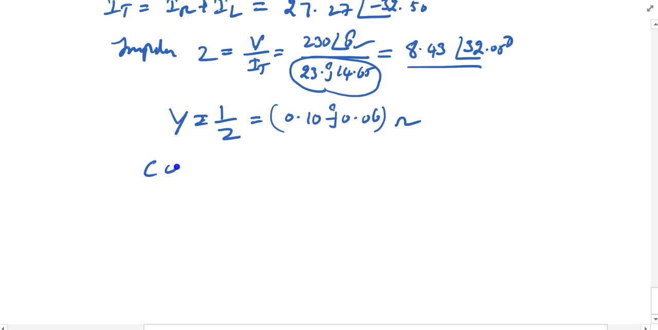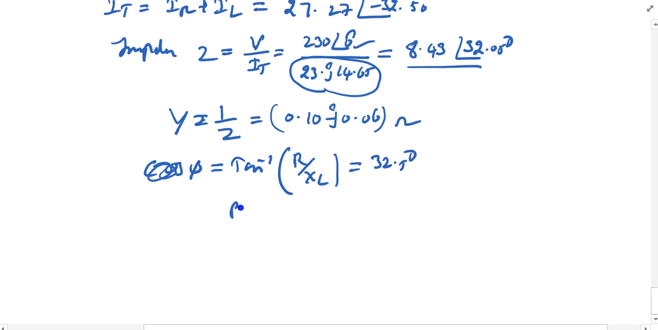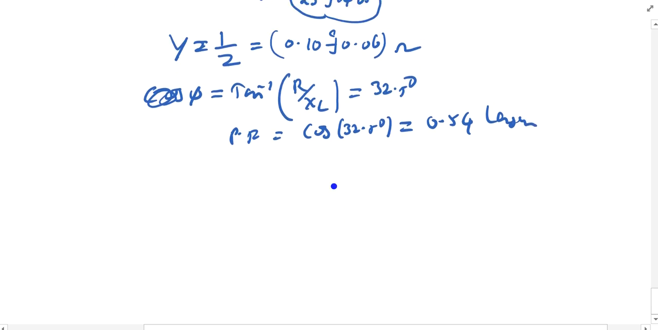What is the phi here? Phi is nothing but the tan inverse of R by XL, isn't it? So if you do this, you will get 32.5 degrees. Then the power factor is nothing but cos of 32.5 degrees. So you will get 0.54 lagging, because this is the RL load.